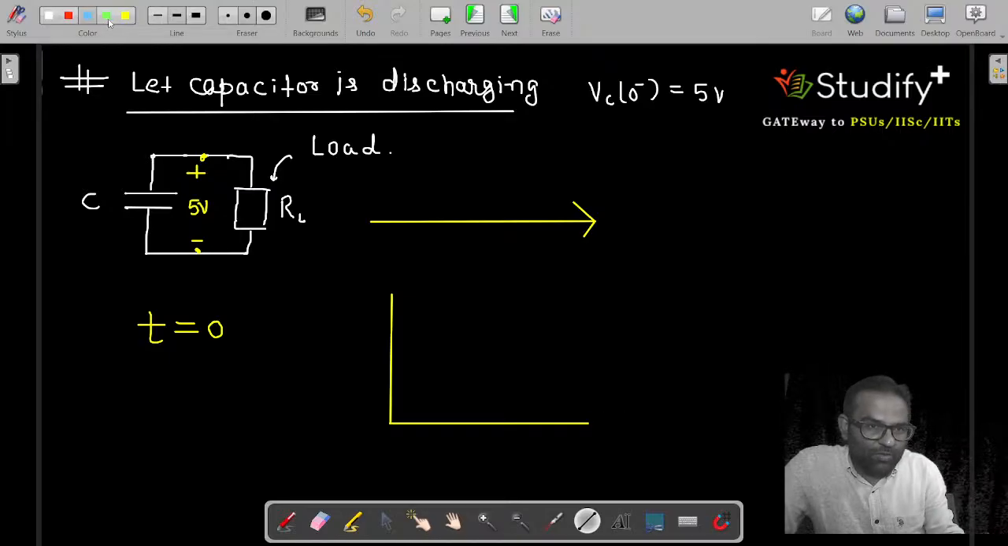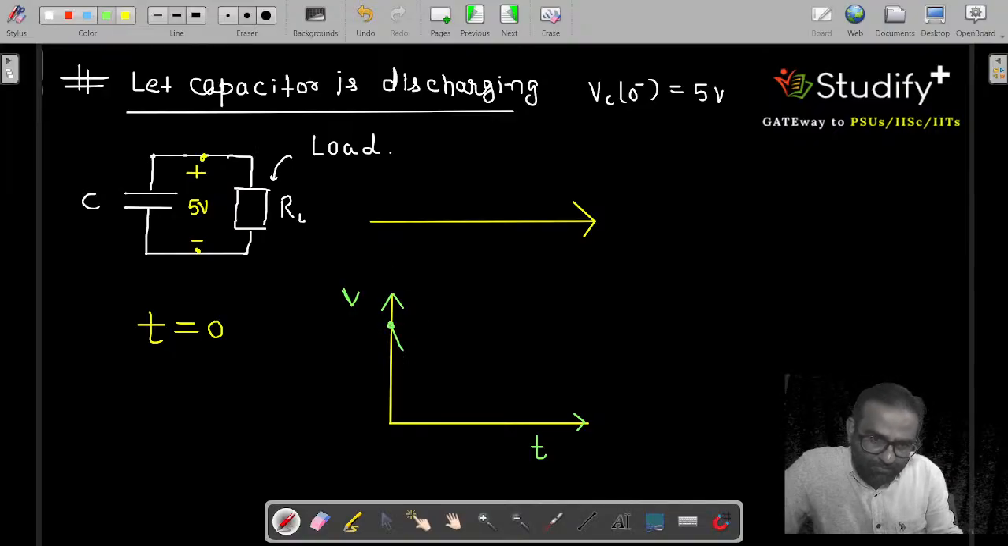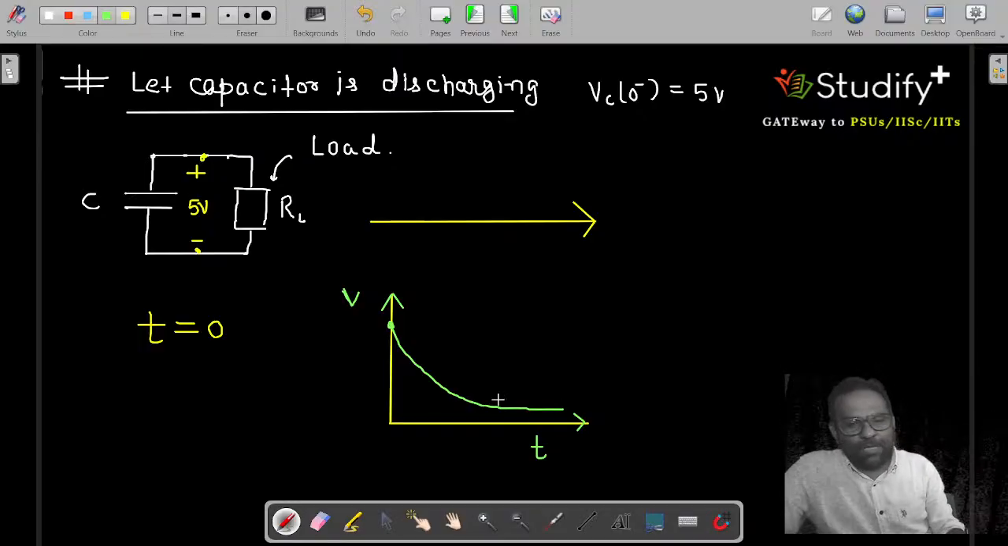This is the voltage across capacitor, and this is the time. I am calling this the voltage across capacitor, and this is time. Let's say the capacitor is discharging. If capacitor is discharging, it will reach up to the minimum value. I am calling this value V minimum.